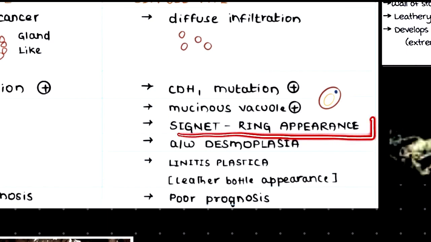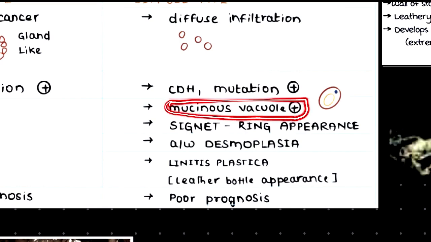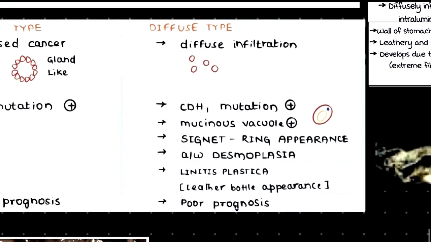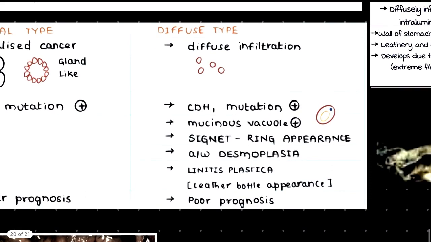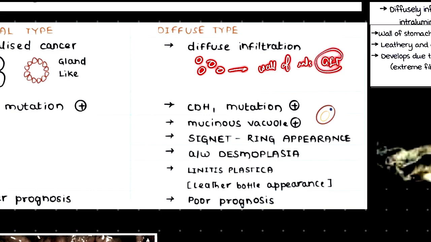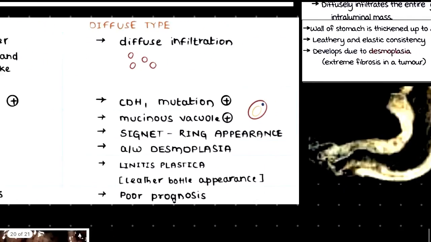So another important point we discussed right now is signet ring appearance, right? There will be signet ring appearance because of the presence of mucinous vacuole. Now another important thing is that since this diffuse type consists of diffused tumor cells, they can infiltrate anywhere, right? They can go anywhere. So there is a high chance that these diffused cells will go and infiltrate into the wall of the GIT, right?